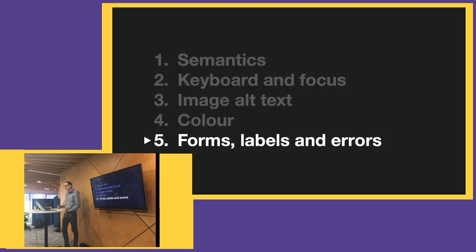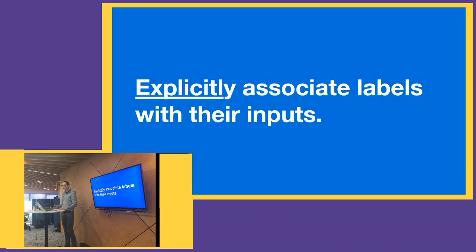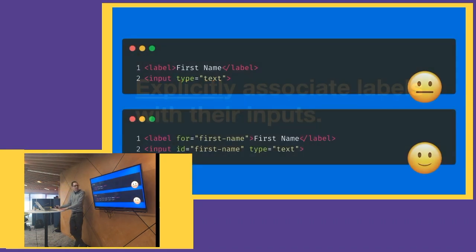And finally, I wanted to look at forms, labels and errors. This is slightly more complicated, but only slightly. And the first rule is to explicitly associate labels with the inputs. An example at the top here probably looks fine at first glance. We've got a label immediately before an input. The label describes the input, says first name, and there's a text input.